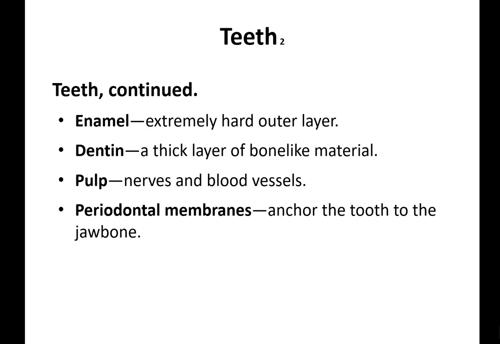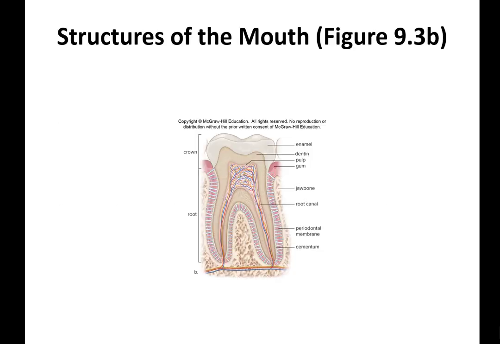The anatomy of the teeth includes the enamel, which is the extremely hard outer layer, dentin, which is a thick layer of bone-like material, and the pulp, which contains nerves and blood vessels, and then periodontal membranes that anchor the tooth to the jawbone, which is a socket in a joint. Here's a picture showing you the cross-section of the anatomy of a tooth.